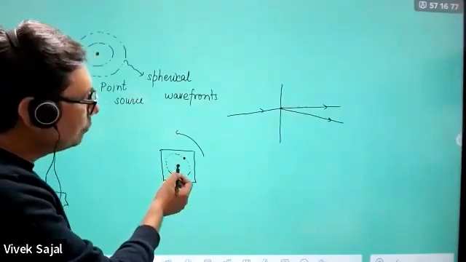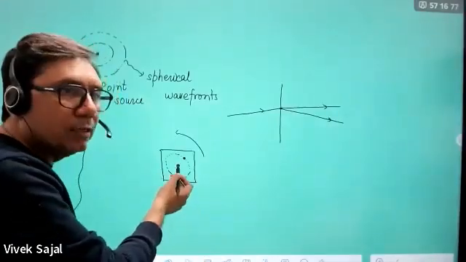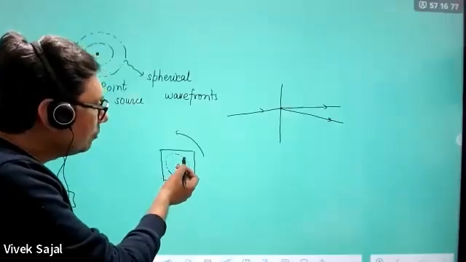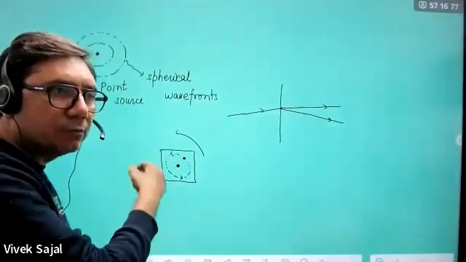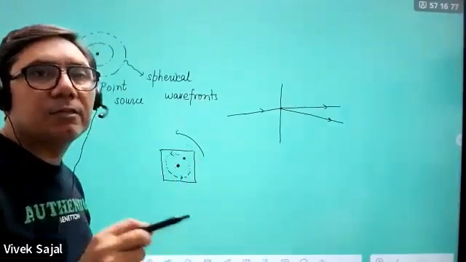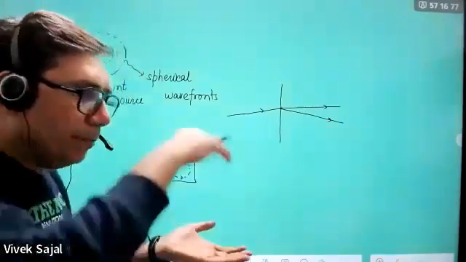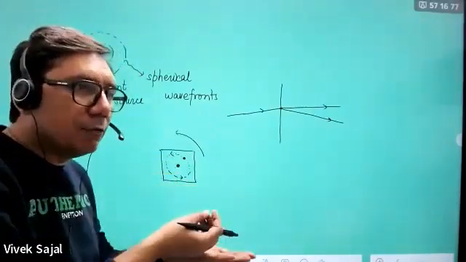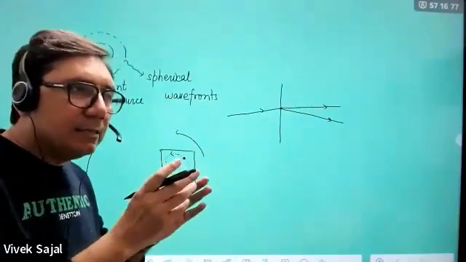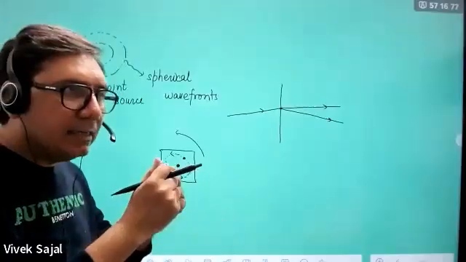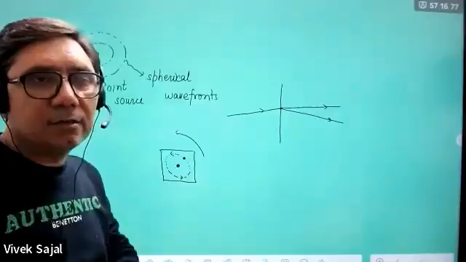So this fixed point corresponds to the O ray, and the point which is moving around this fixed point corresponds to the E ray. So when you have placed a point source below the doubly refracting crystal, whatever light is emerging is of two types. That light is split into two types: one is ordinary ray, another is extraordinary ray.